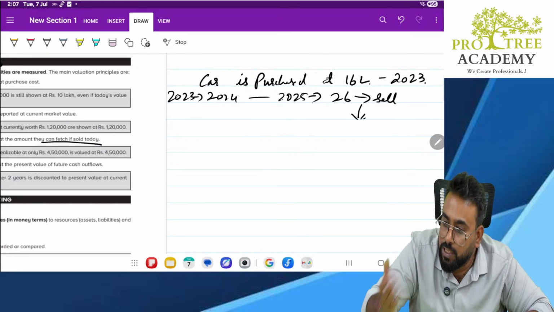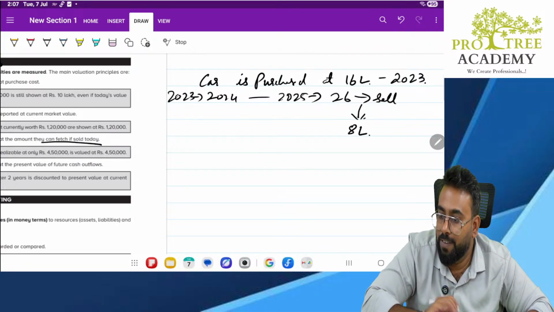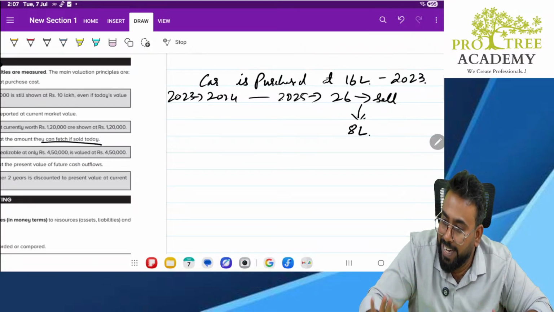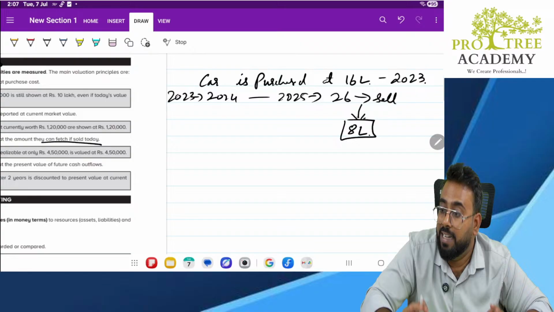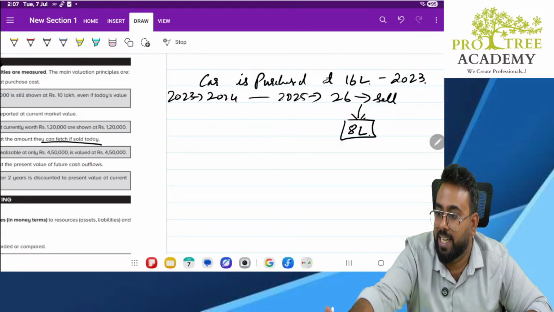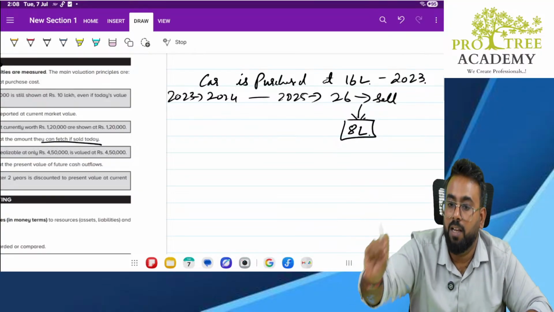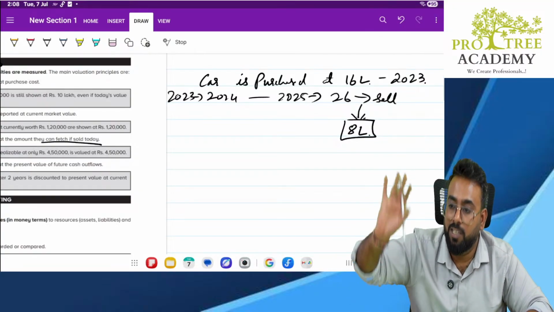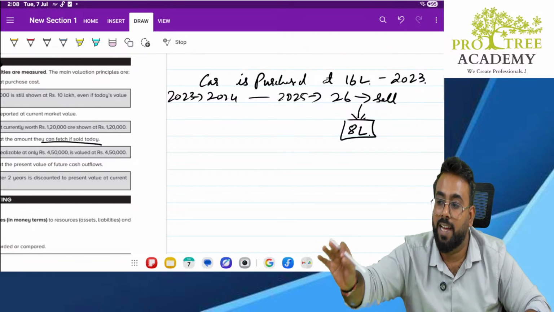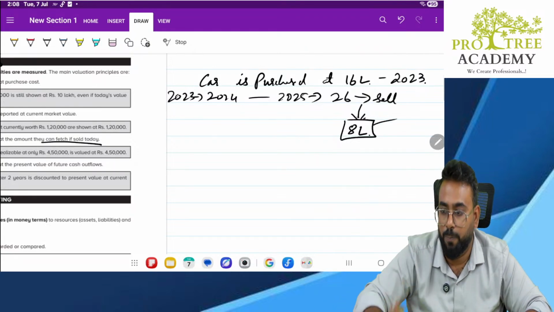If I decide to sell, I can sell it at say 8 lakhs. If I only decide to sell, I will fetch 8 lakhs. So the moment I sell it, I get 8 lakh rupees. That is called realizable value. Sir, I have not decided to sell it, but I just want to know the current market price. The current market price is 8 lakh. That is your fair value.